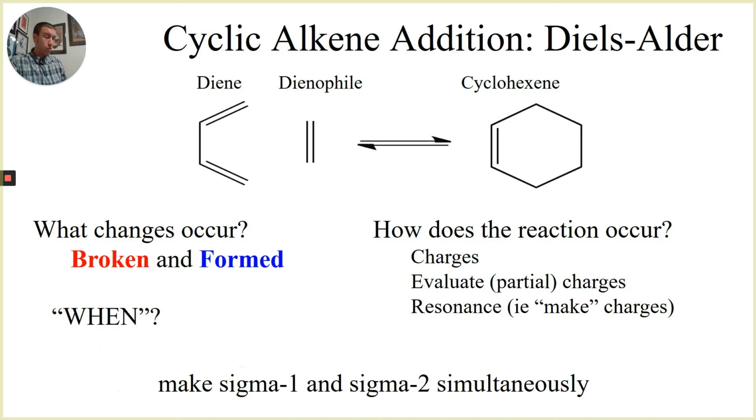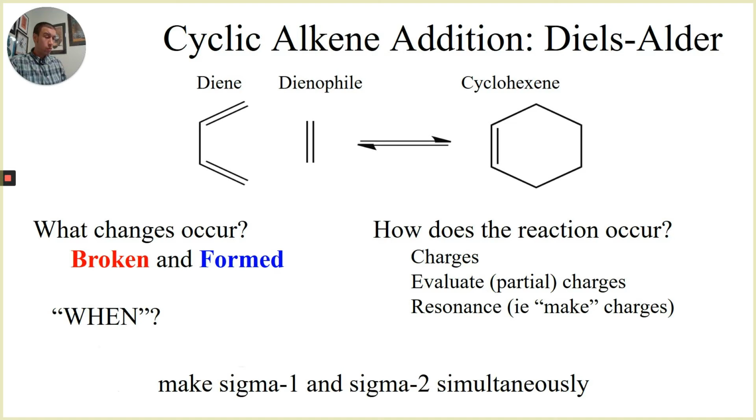Okay, we make sigma 1 and sigma 2 simultaneously. As a side note, this can also be referenced as concerted, and it can be referenced as synchronous or asynchronous. The synchronous versus asynchronous, I just want you to be aware of as terms, that it is something that is still actively looked at and evaluated, and to really address that, you have to use molecular orbital theory. So we aren't going to go there.